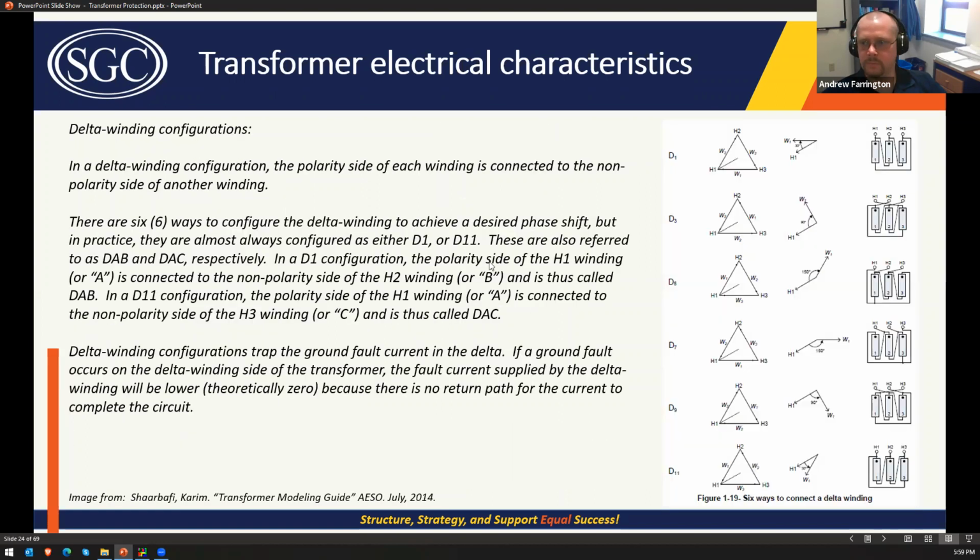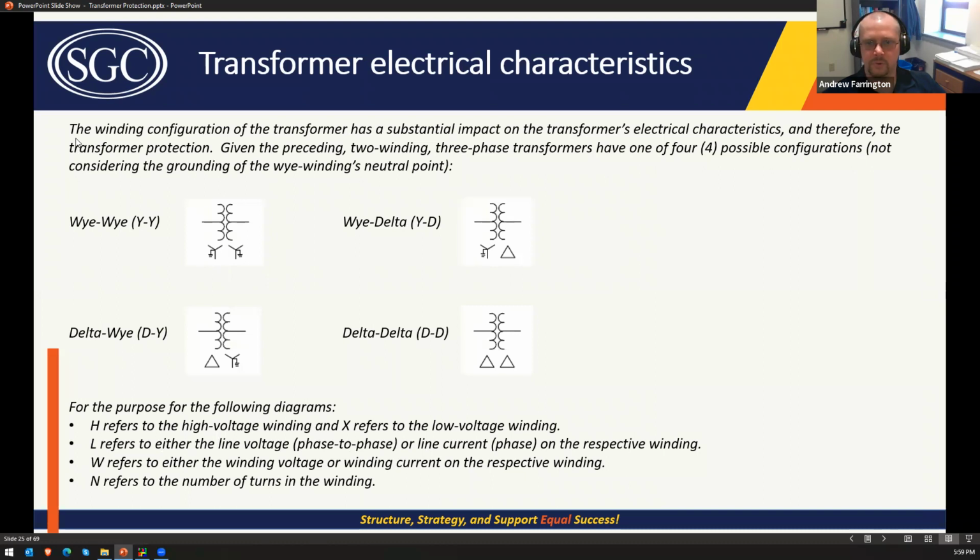Given these options, for a two winding, 3-phase power transformer, you can really only have 4 combinations. You can have Y Y, Y delta, delta Y, or delta delta. The convention is that the first winding referenced is the high voltage winding, and the second winding referenced is the low voltage winding. So Y Y would be high voltage, low voltage. Y delta would be high voltage Y, low voltage delta. Delta Y would be high voltage delta, low voltage Y, and then delta delta, obviously, they're both delta.